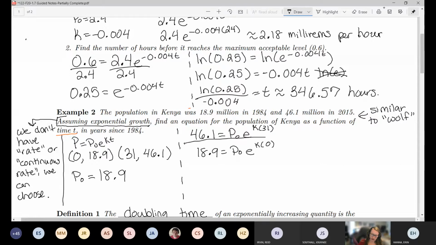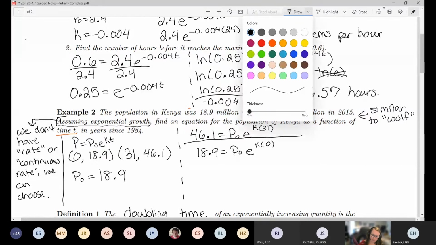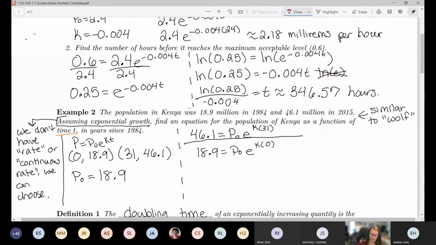And hopefully the fact that we divide these two kind of rings a bell. Maybe not, but that was our next step. The reason we write these two like this is so we can divide them, because that gets rid of this P naught and just leaves us with one thing that we can solve for. So 46.1 divided by 18.9 will give you 2.43915.